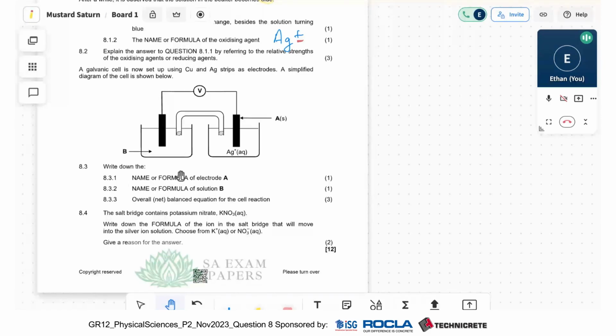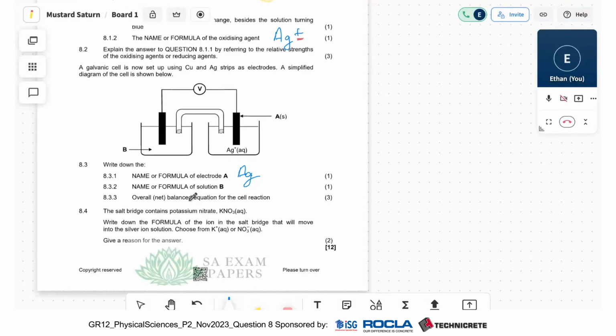So write down the name or formula of electrode A. This may seem pretty obvious, but the electrolyte has to match the electrode. So if we have silver plus as the electrolyte, and we know that our 2 electrodes are either copper or silver, then A has to be silver. So you just look at the electrolyte and you know the electrode has to match.